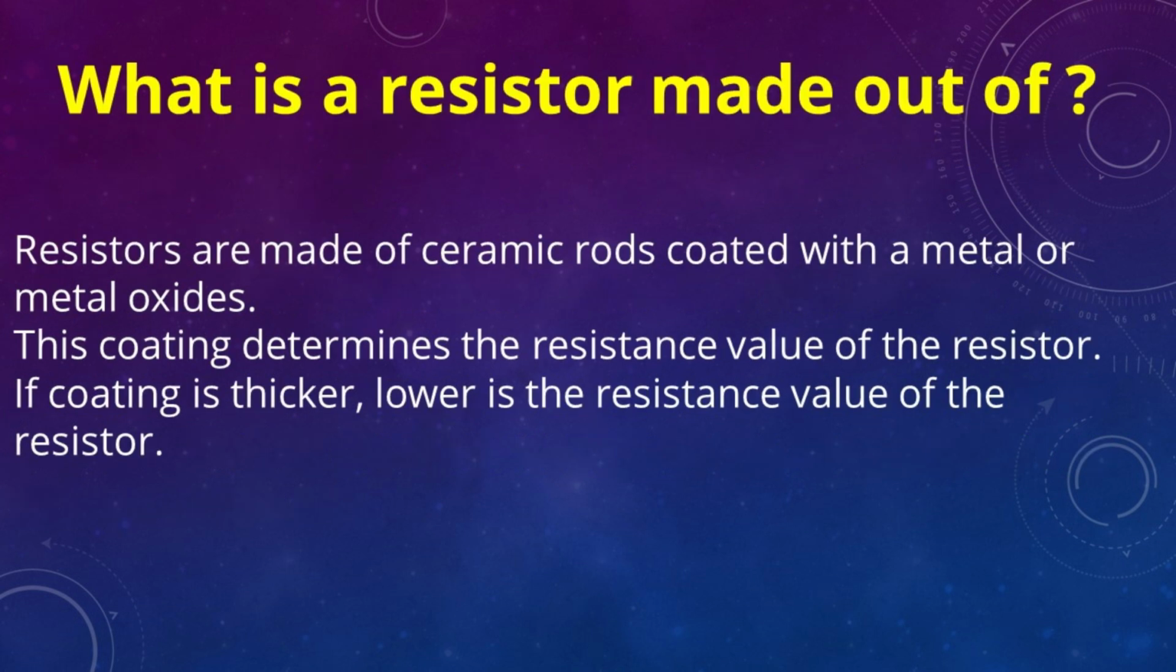What is a resistor made out of? Resistors are made of ceramic rods coated with a metal or metal oxides. This coating determines the resistance value of the resistor. If the coating is thicker, lower is the resistance value of the resistor.